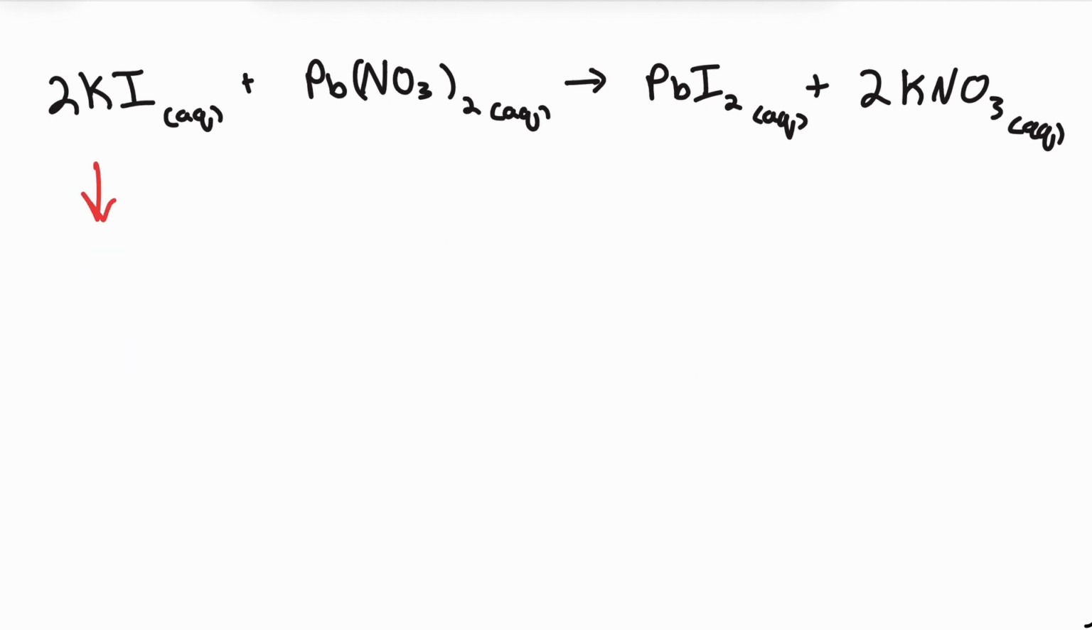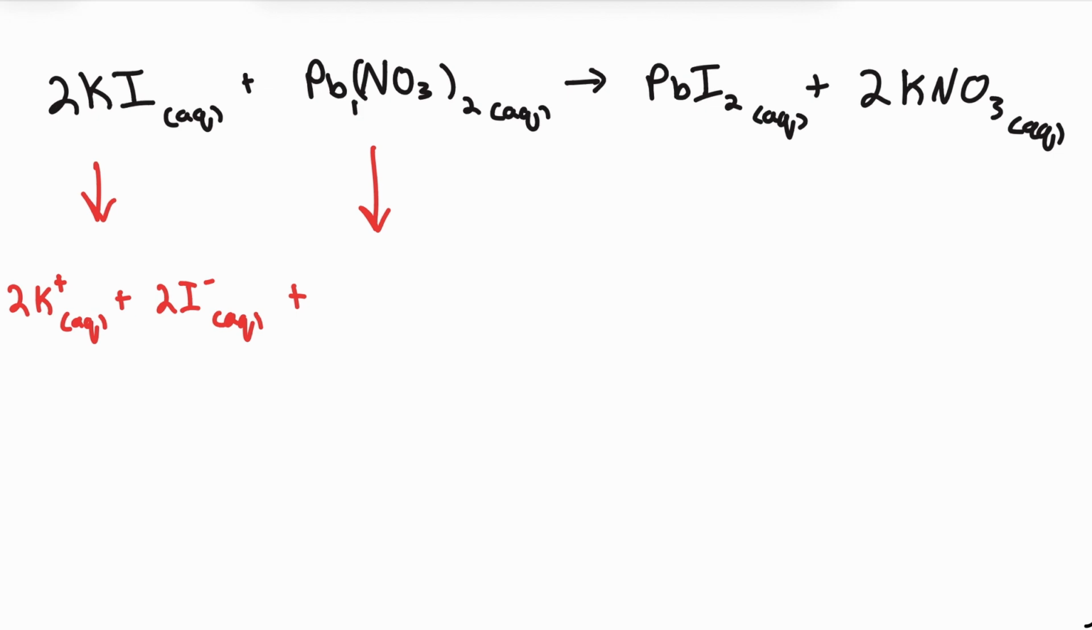My first one, 2KI, will become 2 positive potassium ions and 2 negative iodine ions. For PbNO3, make sure that we're being really careful with reversing our charges. Remember that when you form an ionic compound, we have to cross over our charges. When we split up ionic compounds, we have to reverse this.